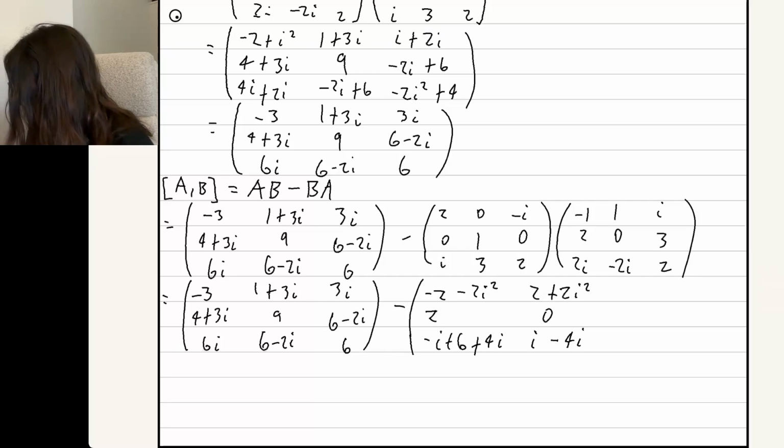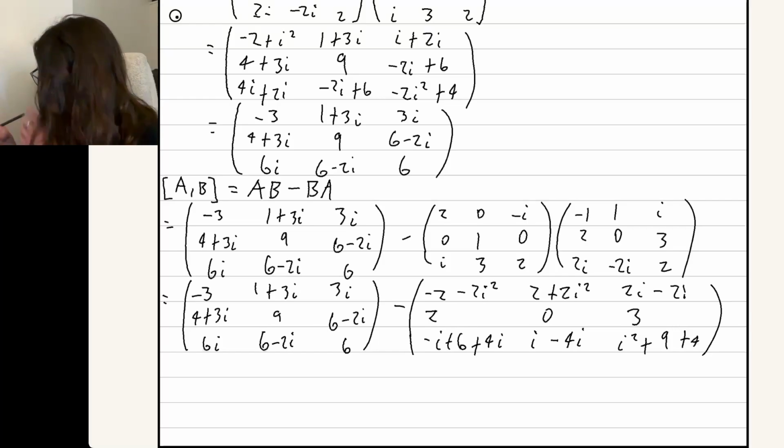i times 2 is 2i. 0 times 3 is 0. We've got another minus 2i here. Then we've got 0 times i, 1 times 3, 0 times 2, i times i, so i squared, 3 times 3, so 9, 2 times 2, so 4. Okay.